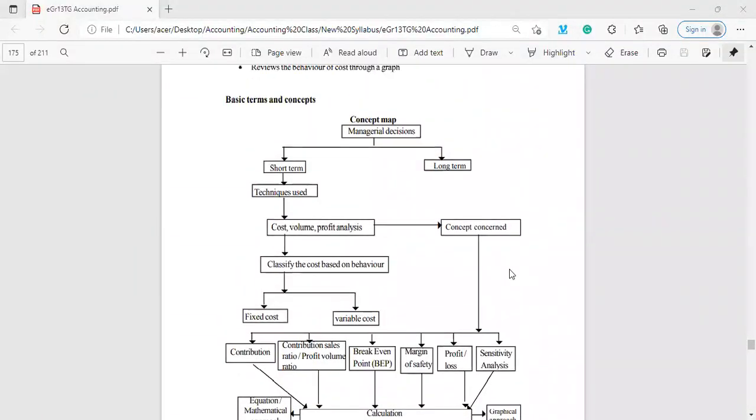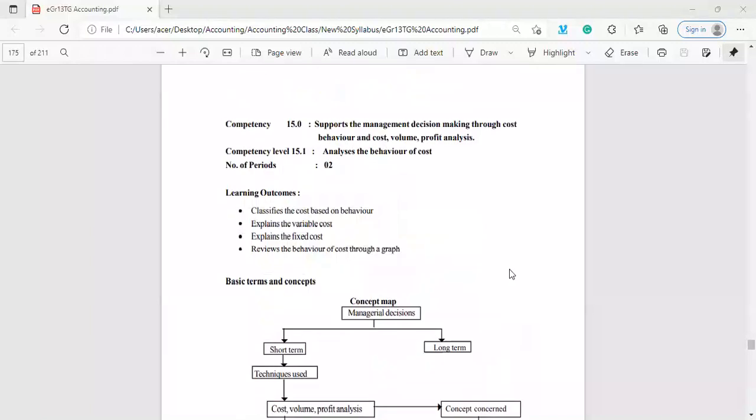Okay, so we are starting marginal costing, or actually decision making through cost behavior, or we say cost volume profit analysis, right? So here the main thing is we make the decision based on the cost behavior, right? And we sometimes say cost volume profit analysis.